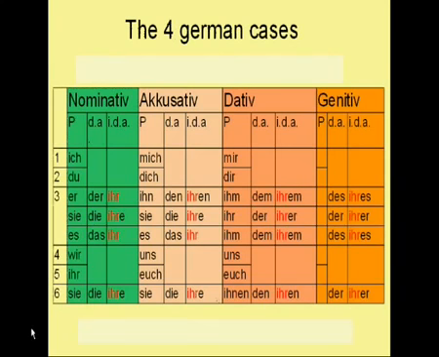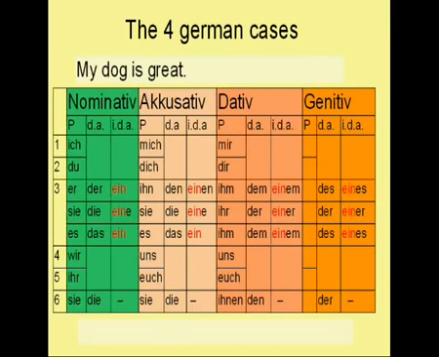And the word stem ein is replaced with the word stem ihr for every one of the 4 cases. Now let me give you some examples. How would you translate the sentence "My dog is great"? We know that my dog is the subject of the sentence, and therefore it's in the nominative case, right? We also know that dog is in the 3rd person singular and that it is masculine.